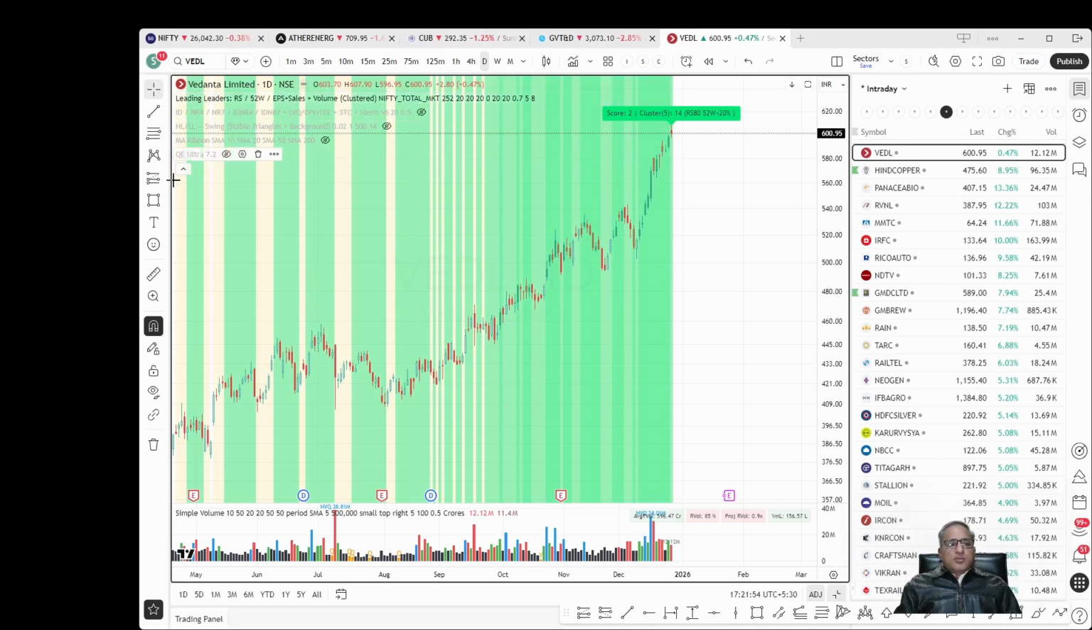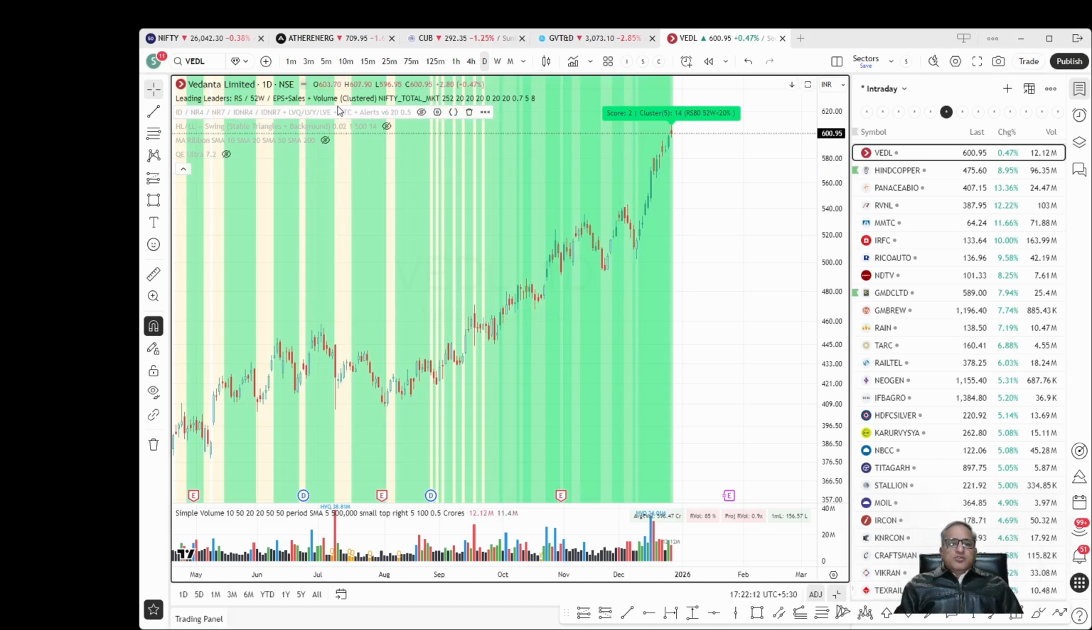Third one is fundamental growth. So we are using EPS and sales growth for fundamental growth. Institutional leadership is usually backed by real business growth. So only stocks meeting a minimum growth threshold contribute to the leadership score.